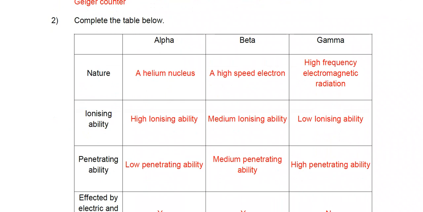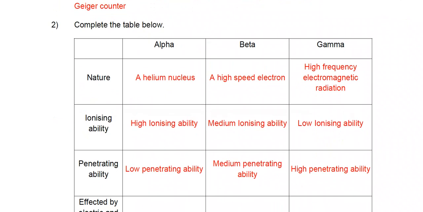So we've got alpha, beta, and gamma, 3 types of nuclear radiation. Well, what's their nature? What are they made out of? Well, alpha is a helium nucleus, beta is a high-speed electron, and gamma is high-frequency electromagnetic radiation. Alpha has a very high ionizing ability, beta is medium, and gamma has a low ionizing ability.